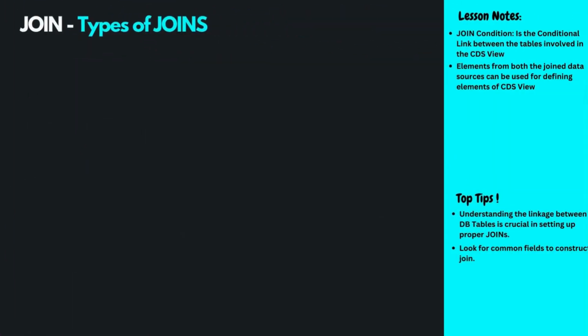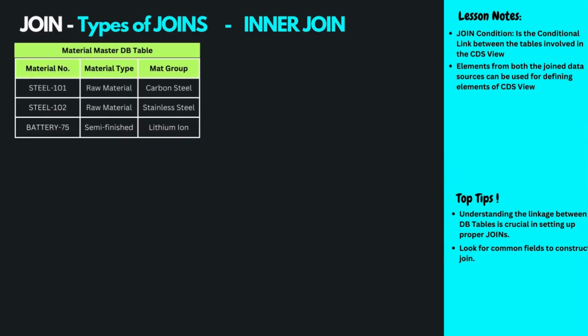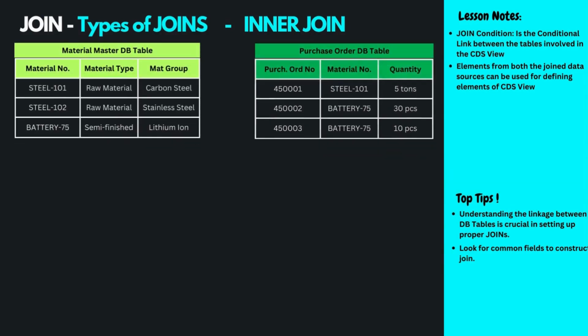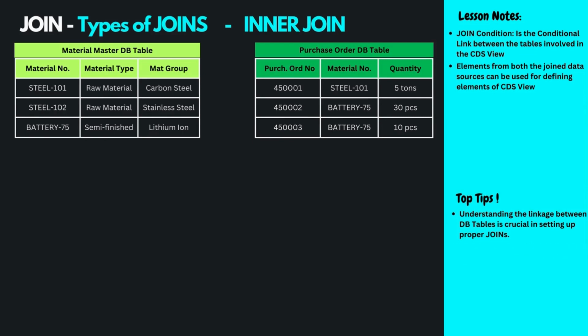There are different ways in which two or more tables can be linked to one another, or in other words, we say that there are different types of joins. And the first type of join that we will be looking at is what is called the inner join. Let's take the same example that we had seen earlier, the material master table, MARA, and the purchase order table, EKPO. These two tables are logically linked to one another based on the material number field, MATNR.